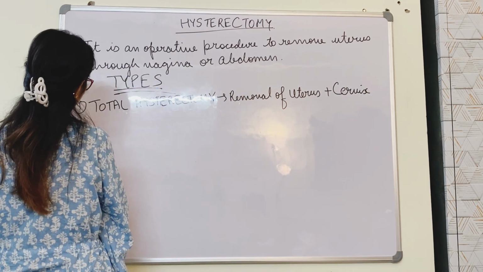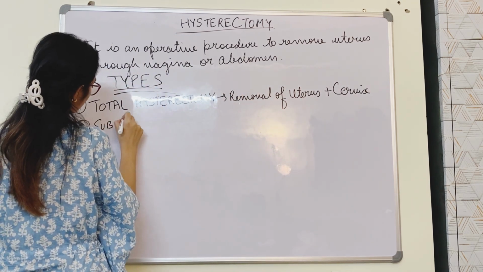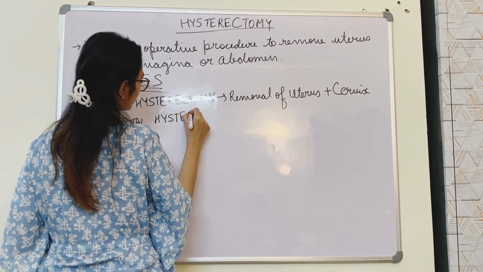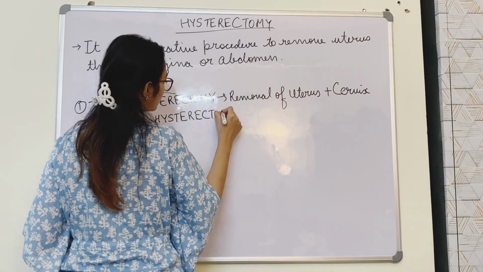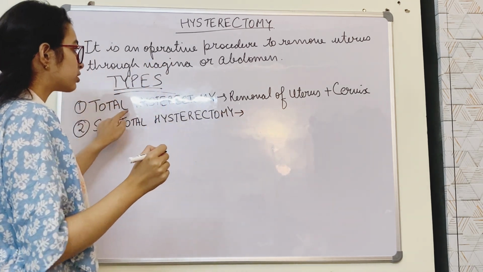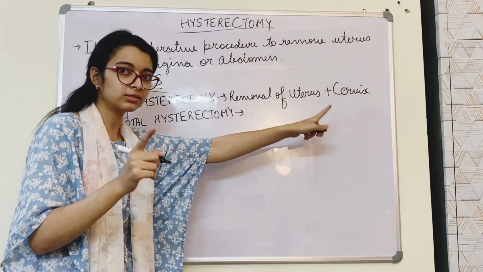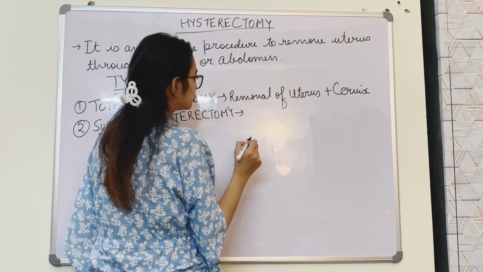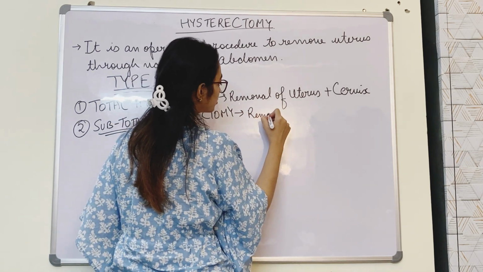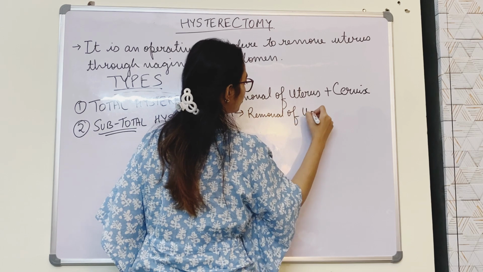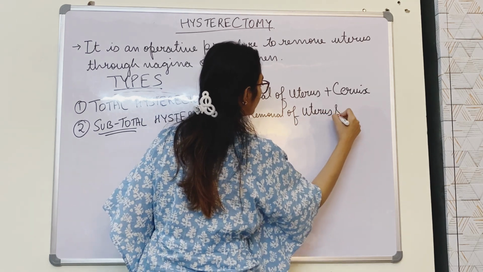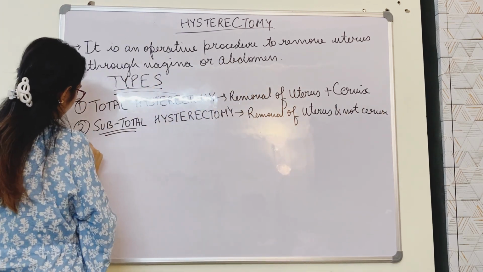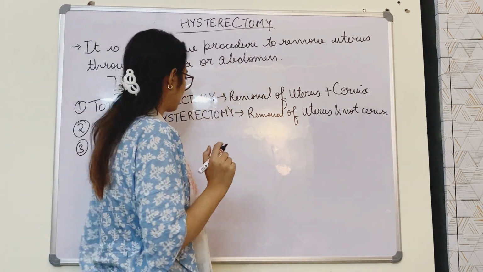Okay. Next, we will be talking about subtotal hysterectomy. Total was including a removal of uterus and cervix, and in subtotal, here is the difference. In subtotal hysterectomy, it will be just removal of the uterus and not the cervix.